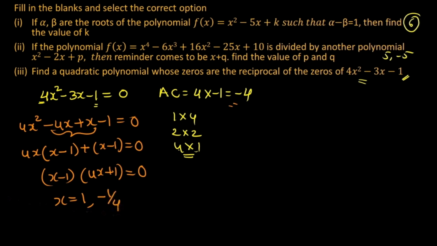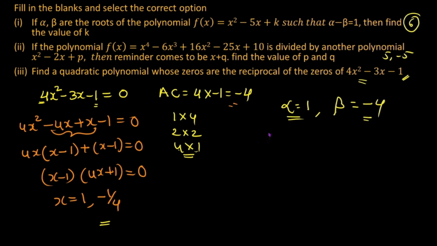So the other polynomial equation we need to find has roots that are reciprocals of these. The new roots are the reciprocal of 1, which is again 1, and the reciprocal of minus 1 by 4, which is minus 4. Now we know alpha and beta. We need to find the equation.